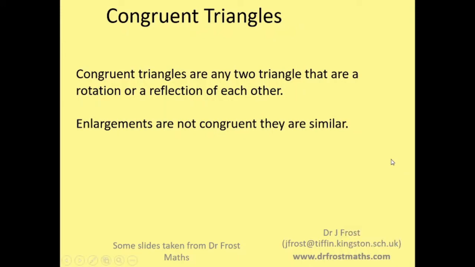Going to talk about congruent triangles. Now, congruent triangles are any two triangles that have the same angles, but are not enlargements of each other. So all the lengths are the same. The only thing that can happen is they could be reflections of each other, or they could be rotations of each other. So they don't have to be identical.